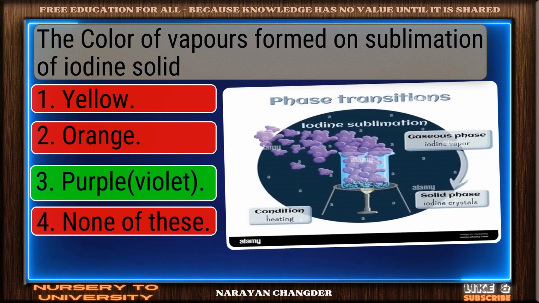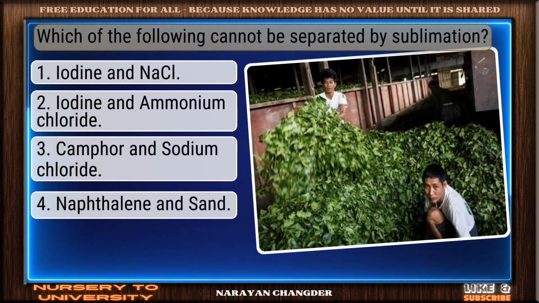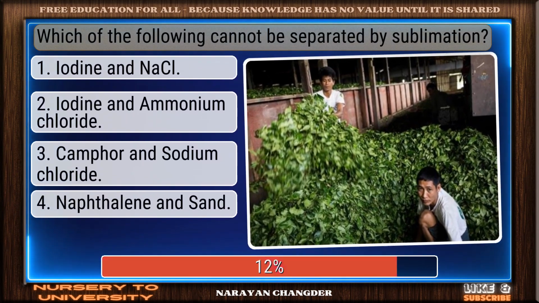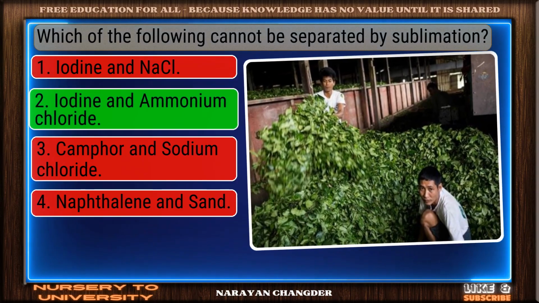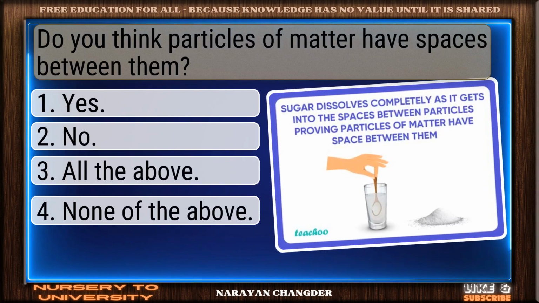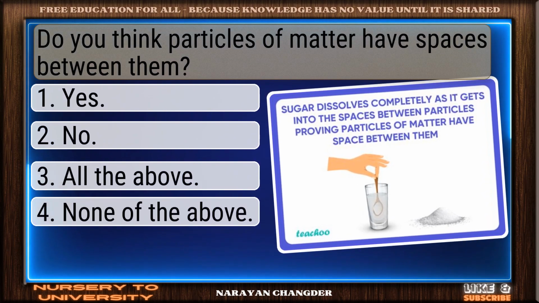Exactly. Purple makes sense, and it is right choice. Question number 45. Which of the following cannot be separated by sublimation? Well done. Iodine and ammonium chloride is the right choice. Question number 46. Do you think particles of matter have spaces between them?